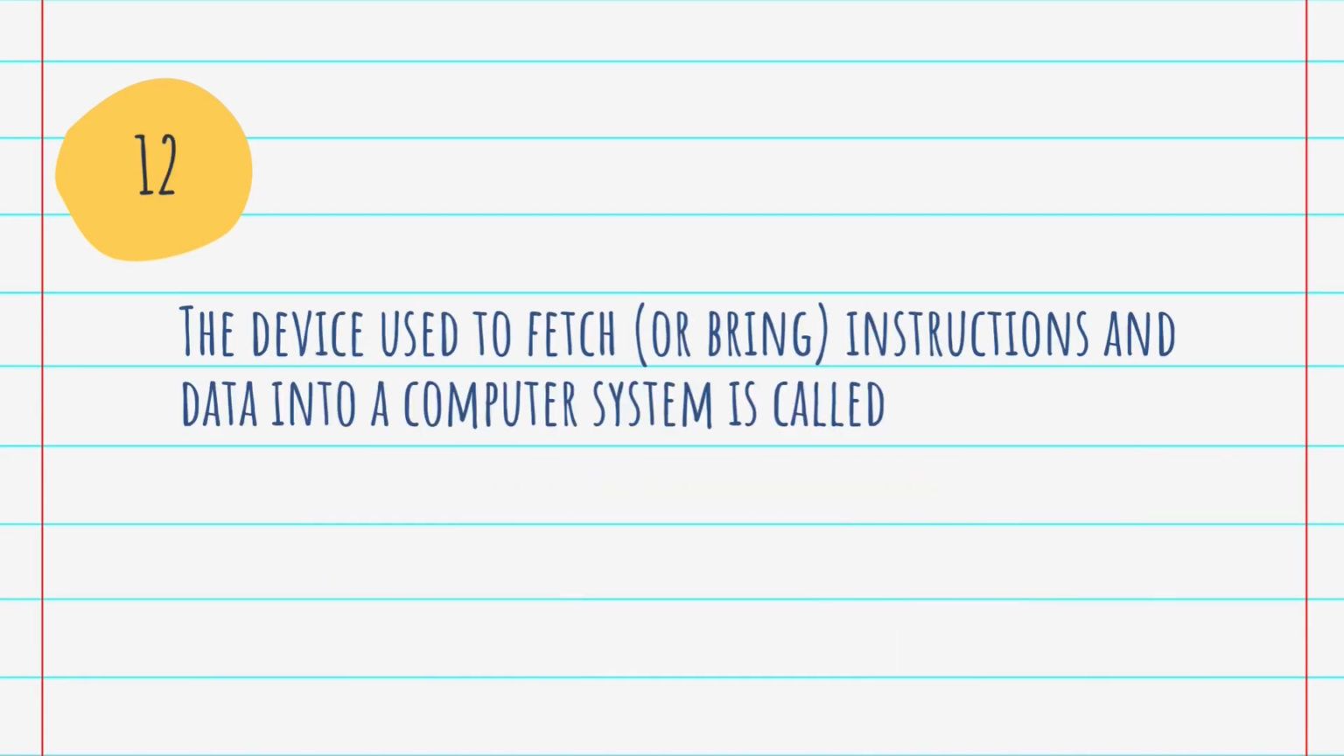Question number 12. The device used to fetch or bring instructions and data into a computer system is called. Answer is input device. Input devices such as keyboard, mouse, scanner, camera, joystick and microphone etc. are used to provide data and control signals to an information processing system such as a computer or information appliances. Input devices translate human readable language to machine understandable language.